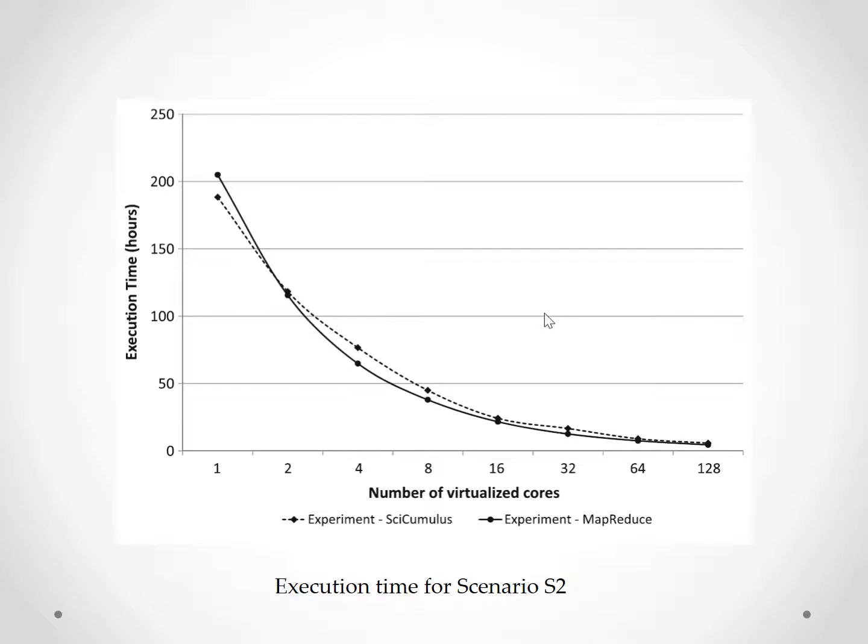More intensive cloud activities got scheduled to micro virtual machines, while less intensive cloud activities got scheduled to large virtual machines in this case. The result is that Hadoop outperformed SkyCumulus while using 2 to 128 virtual cores. This is an acceptable result since the focus was on financial cost, not on performance.